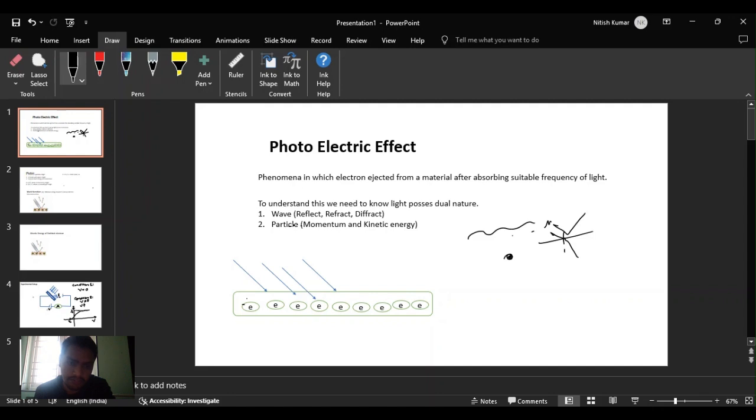Due to its momentum and kinetic energy, when light collides with electrons, it transfers its kinetic energy and momentum to these electrons. The electron, due to collision with photons, gains some kinetic energy and starts moving. With this kinetic energy, this electron comes out of the surface of the metal.